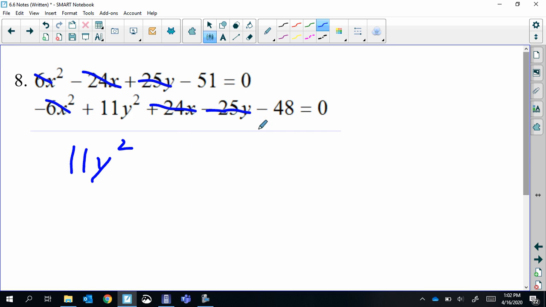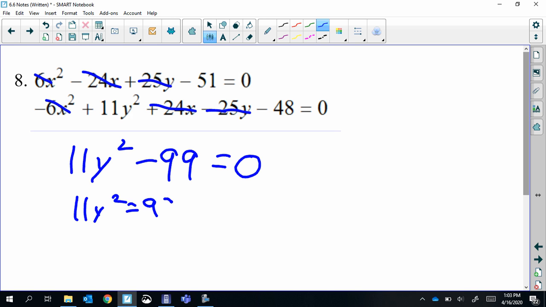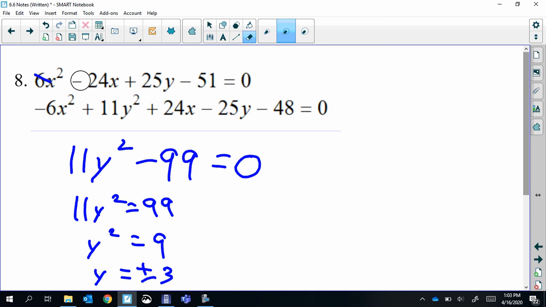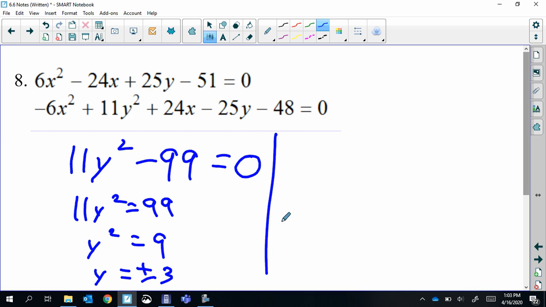Negative 51 and negative 48 is negative 99. And then 0 and 0 when we combine those. So we get 11y squared equals 99. Divide by 11, you get y squared equals 9, which means y equals plus or minus 3. We have two answers to plug in. This gets a little tough because now we have to plug in y into these big messy equations. We're plugging in positive 3 and negative 3.